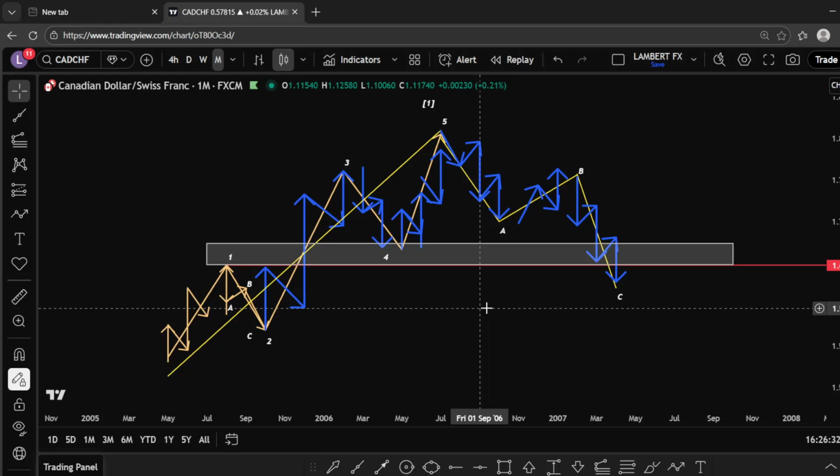I know what a flat looks like. There are three types of flat: the regular flat, the expanded flat, and the running flat. These are the correction waves. In waves 2 and 4, you find the zigzag, you find the flats, and you find triangles within the corrective waves. So my videos moving forward will be on Elliott waves alone because this is how the market moves.